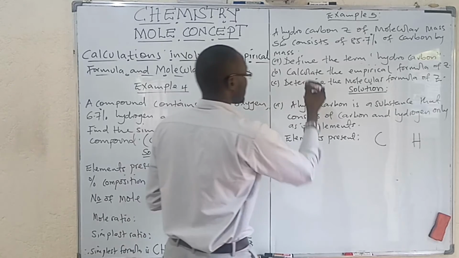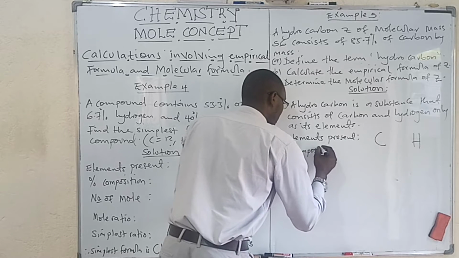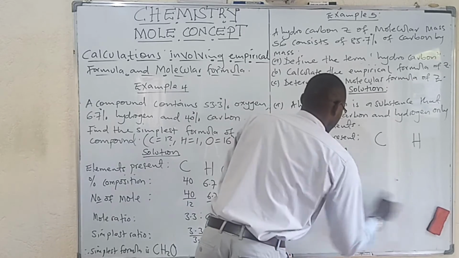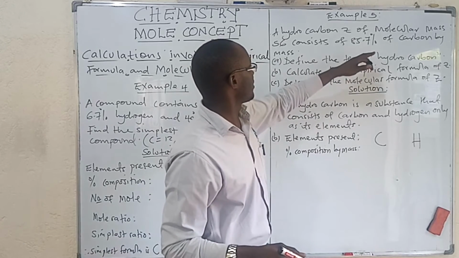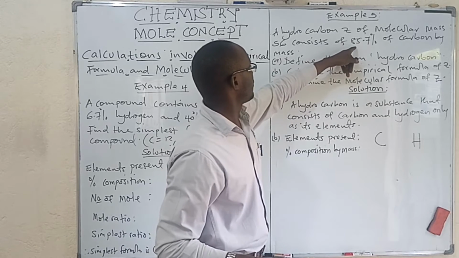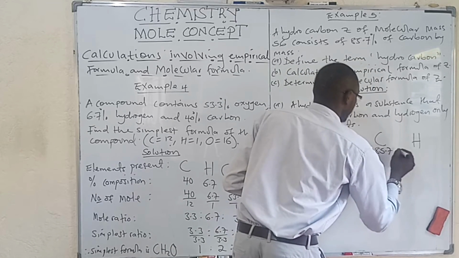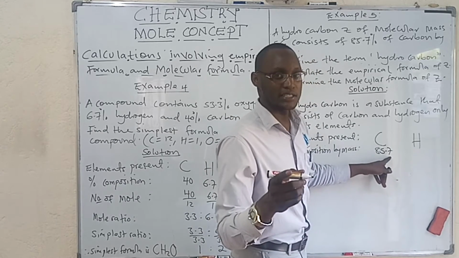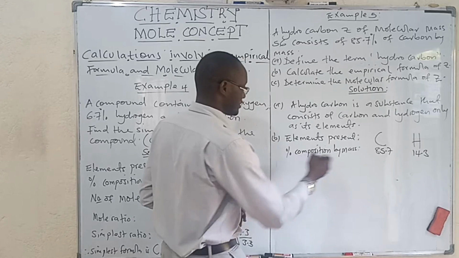Then we need to talk about the percentage composition, and this is percentage composition by mass. We have been given the percentage, and the molar mass, but the molar mass is for calculating the molecular formula. We have 85.7 of carbon, so the percentage for carbon is 85.7. The remainder is for hydrogen, so we get 100 minus 85.7. What do you get? Exactly 14.3.